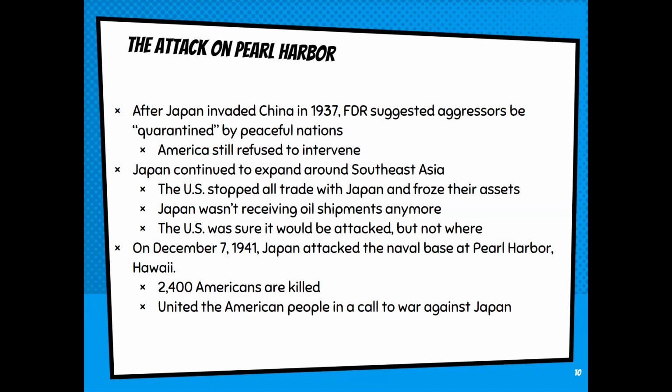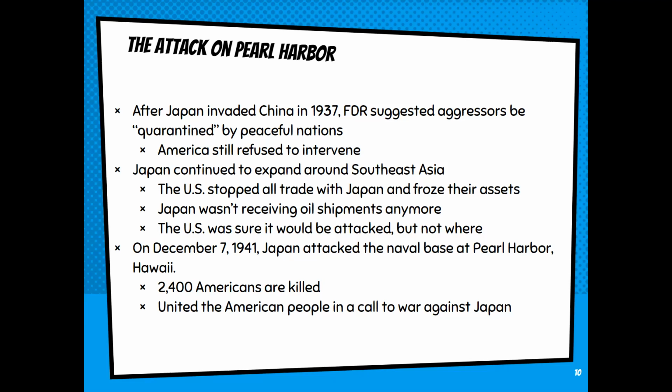Since 1937, actions of Japan have led there to be a feeling that war could be inevitable in the Pacific. America doesn't want to intervene, even though Japan invades our ally China. Japan continues to expand around Southeast Asia, going beyond Chinese borders. And so we try to stop Japan by saying we're going to stop trading with them. We're going to freeze their assets. We're not going to give them oil anymore.